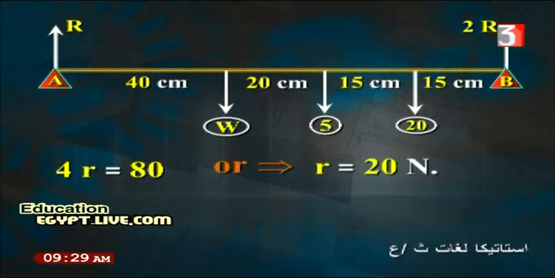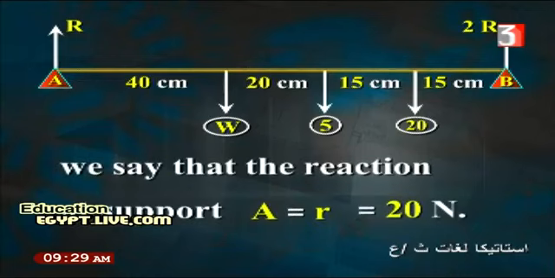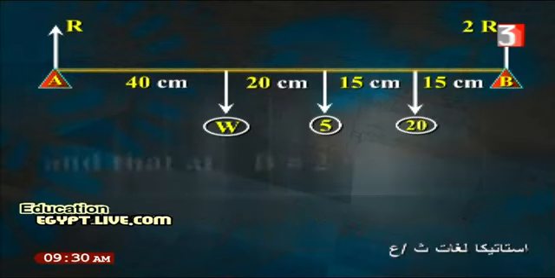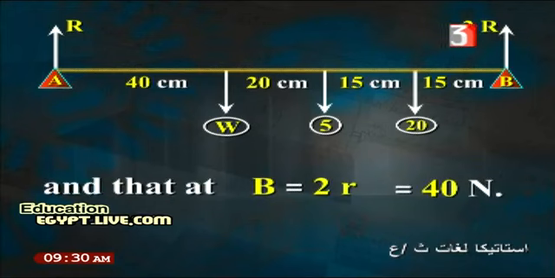The value of R. Then the reaction at A equals 20, but the reaction of the support at B equals 2 times 20, equals 40. Therefore, by substitution, the value of the weight equals 35 Newton. We say that the reaction at support A equals 20 Newton, and at B equals 20 times 2, equals 40 Newton.